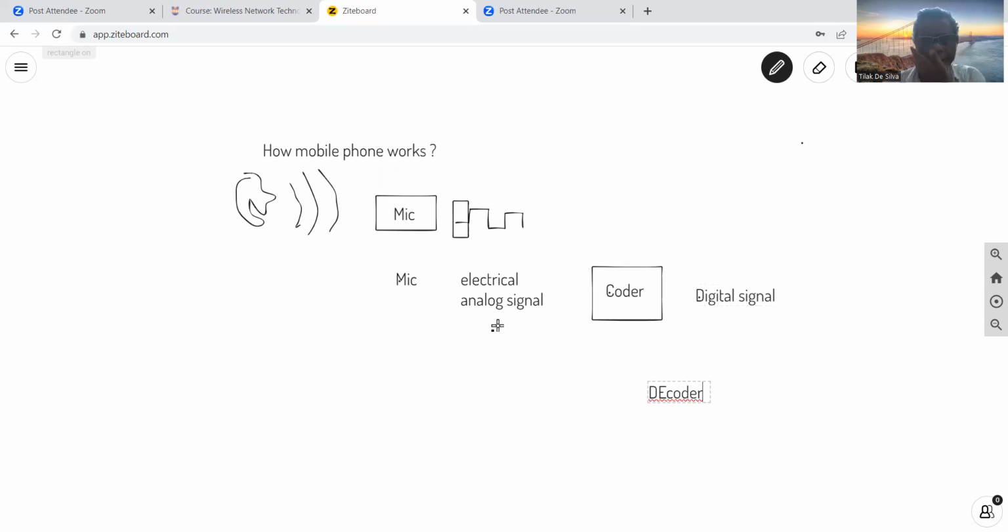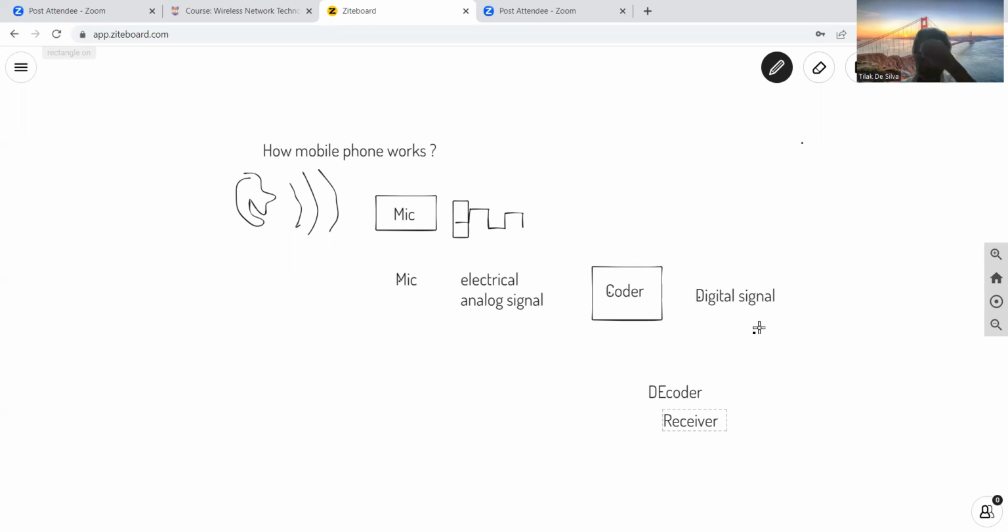The coder will convert the electrical analog signal to digital signal, and the decoder will convert the digital signal to electrical analog signal. This is at the receiver. Then we have a speaker. From the speaker, it is going to the air and coming to our ear. So this is how a mobile phone works at the transmit end and the receive end.